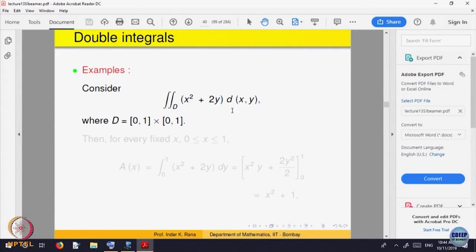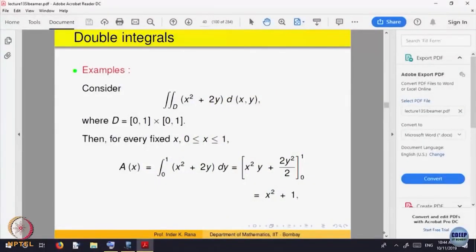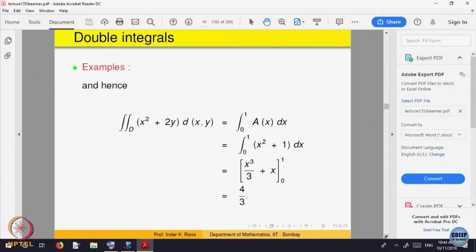When you are integrating this with respect to x, it will be x cube by 3, and for 2y, y is a constant when you are integrating, so it will be 2yx, with appropriate limits. Only keep that in mind. So when you integrate with respect to x, it comes out like this, and then you integrate that with respect to y between limits 0 and 1. So, a simple example.